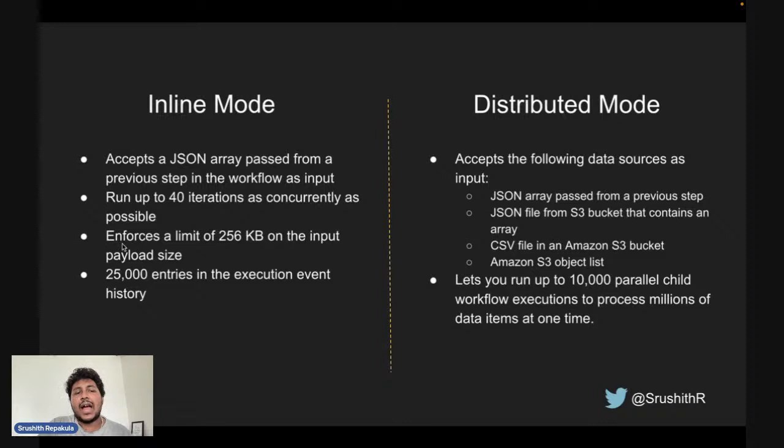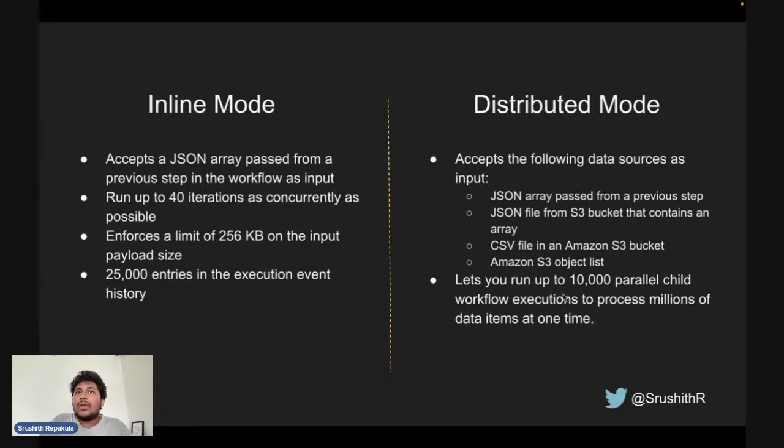And here the other implication is you can only run up to 40 iterations concurrently. So as I mentioned, map is like a for loop, right? So you can have multiple instances of the same workflow executed in parallel. So you can have at max 40, but in the distributed mode, it lets you run up to 10,000 parallel child workflow executions, right?